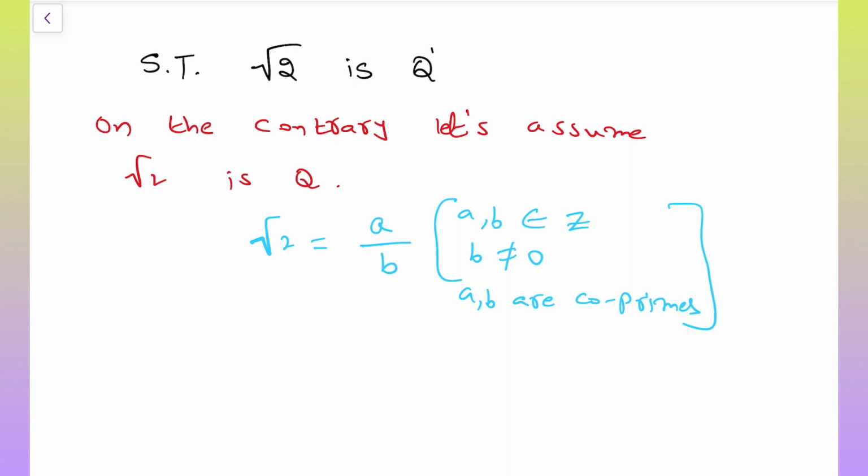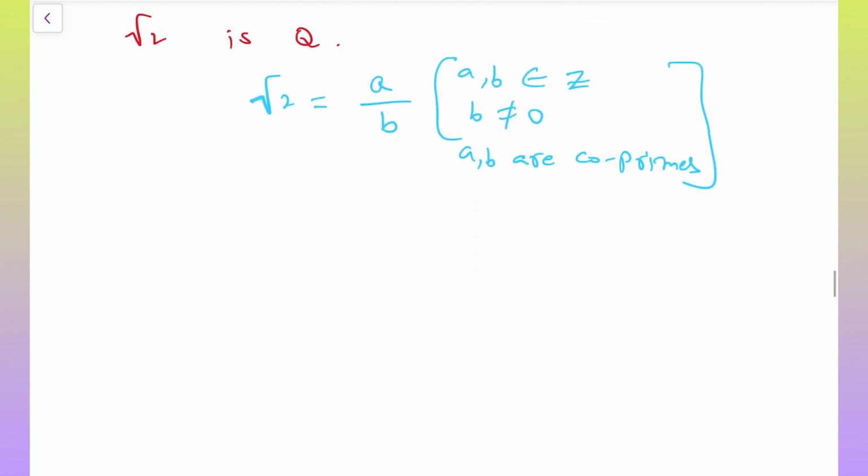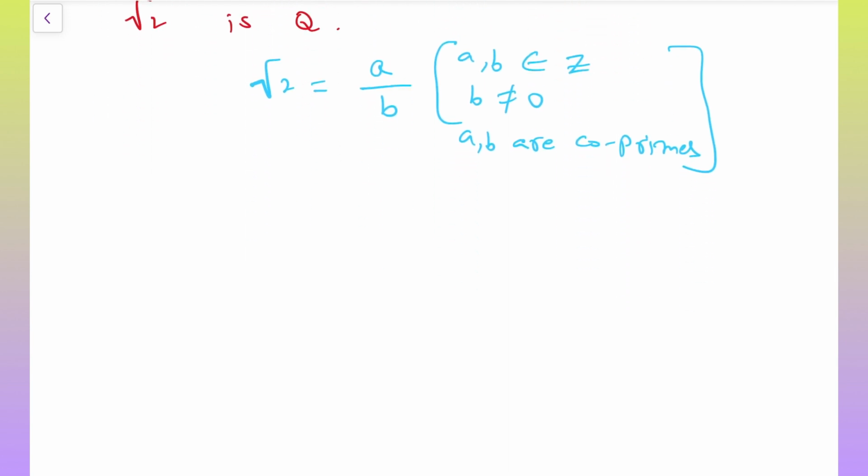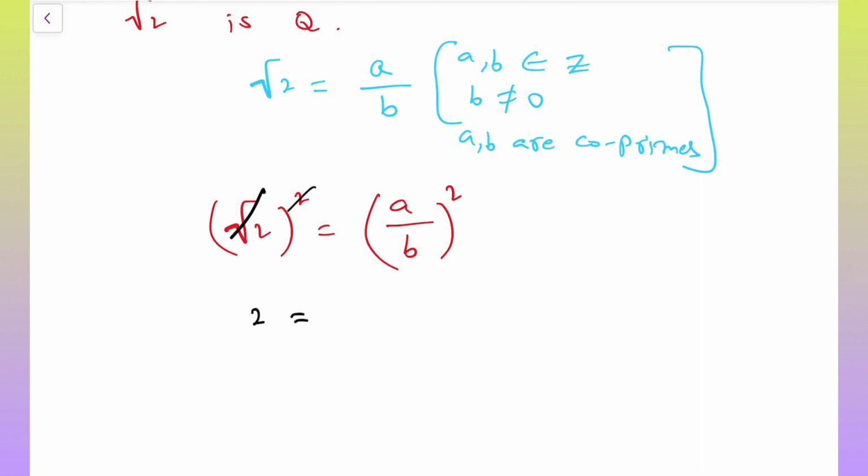So, do squaring on both sides. So it will become root 2 whole square is equal to a by b whole square. On the left side, this square root and square both will get cancelled. Then we remain with the number 2. So 2 is equal to a by b whole square. This square is applicable for the numerator as well as for the denominator, so a square by b square.